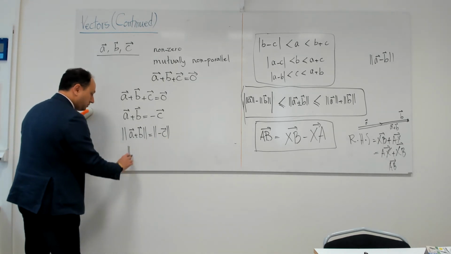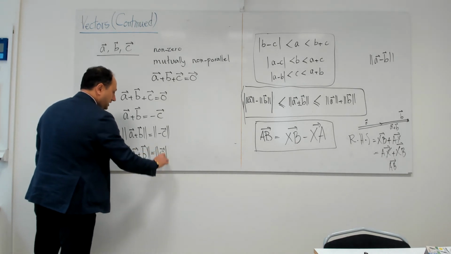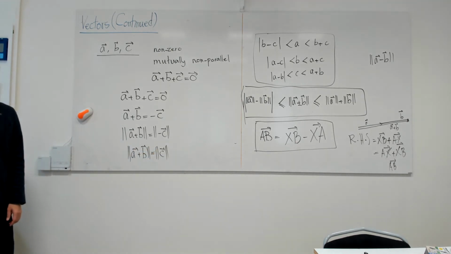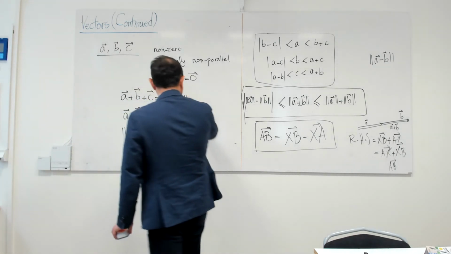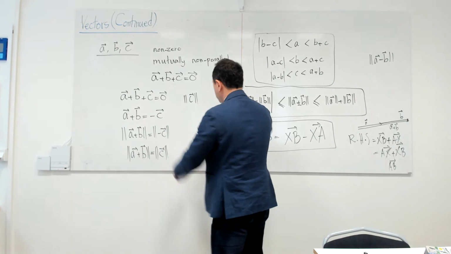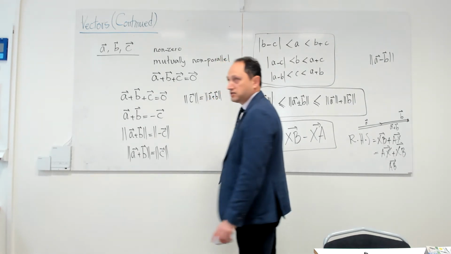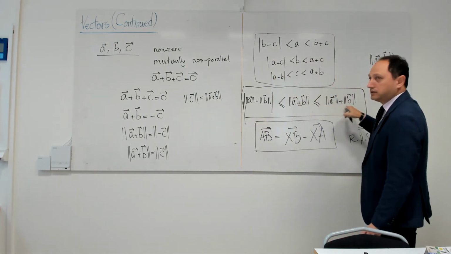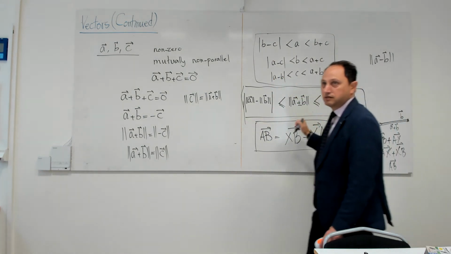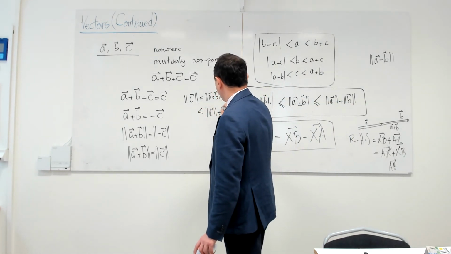So if you don't mind, let me just write it another time. So this becomes the length of C itself. Yes or no? Okay. And then let me write it the other way around. So the length of C is equal to the length of A plus B. But then we just learned that the length of A plus B is smaller than the sum of these two lengths. So this means that this is smaller than the length of A plus the length of B.